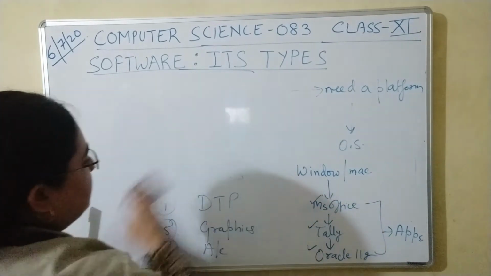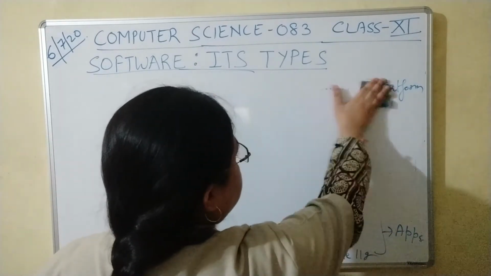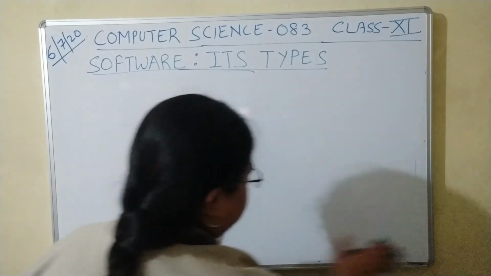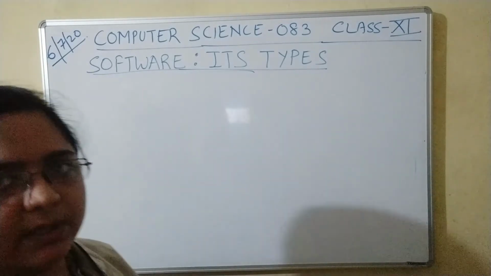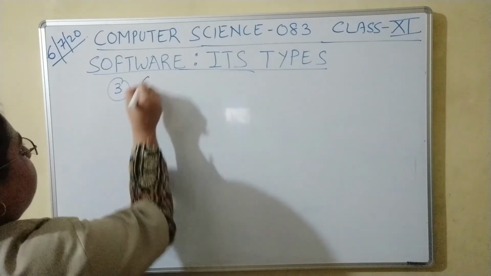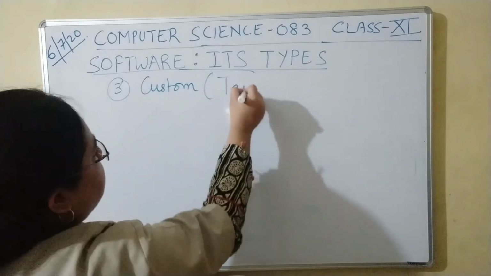Now, talking about the different categories, when we break all those categories into separate sections, we will be studying it over there. Right now, this is just the overview which you are getting. The third category of software is known as custom software, also known as tailor-made software.